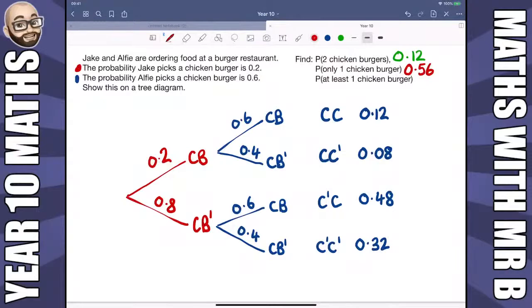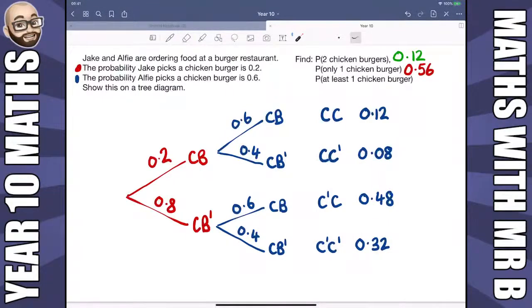The next question then says at least 1 chicken burger. So that means one of them could buy a chicken burger or both of them could buy a chicken burger. So this top one, there's at least 1 chicken there, so this is a good one. This one, there's at least 1 chicken, so that's a good one. Here, there's only 1 chicken burger, that's fine. In fact, the only one I don't want is this bottom one. This one here does not get me at least 1 chicken burger.